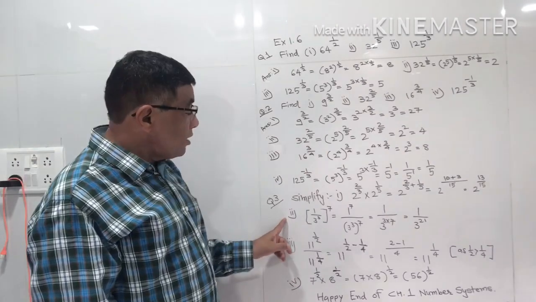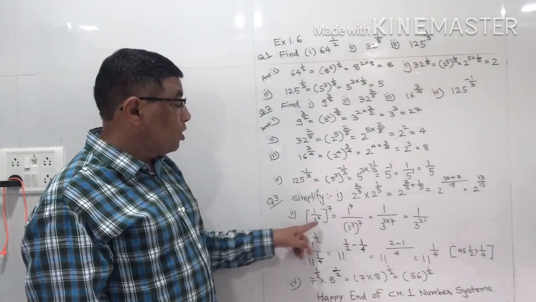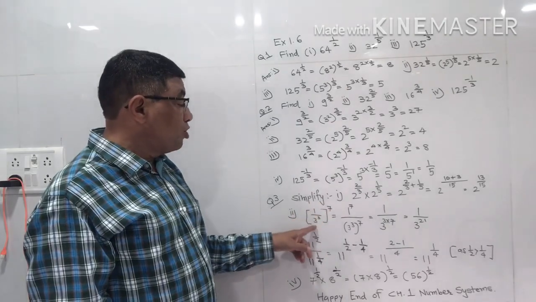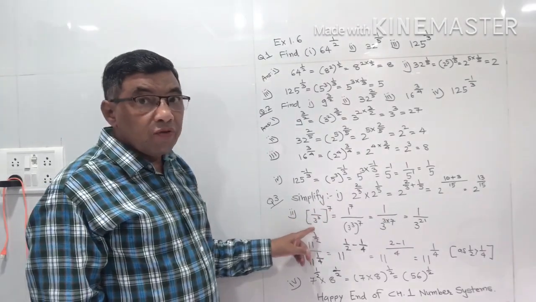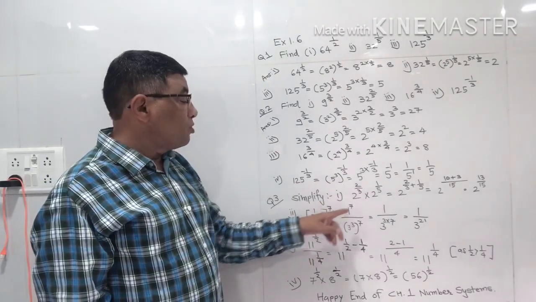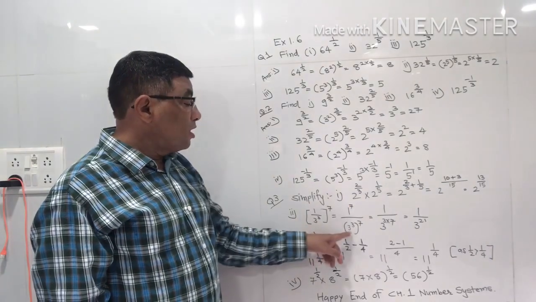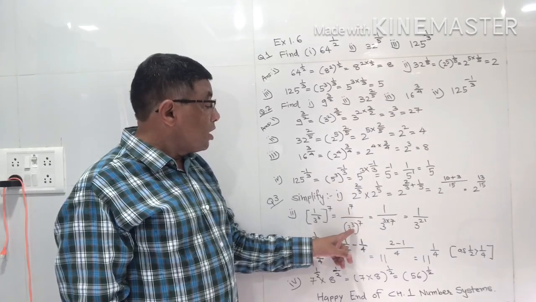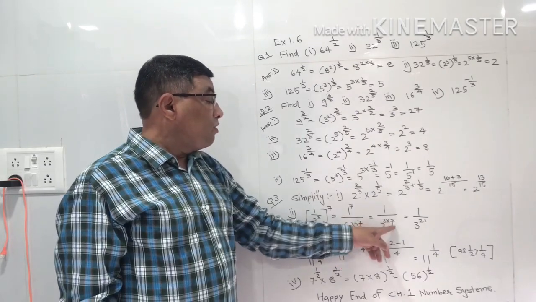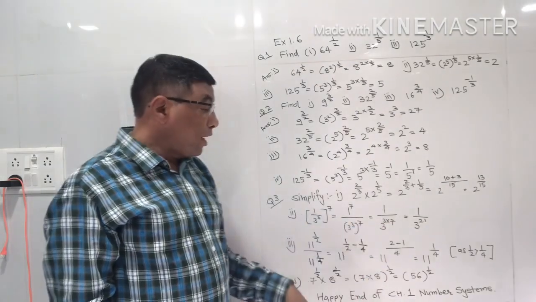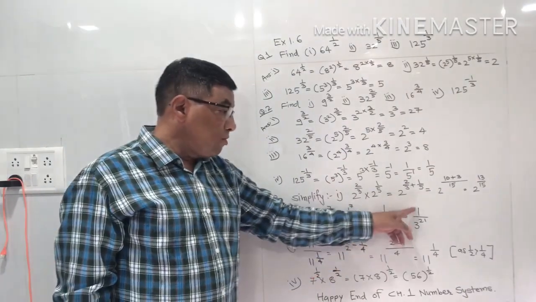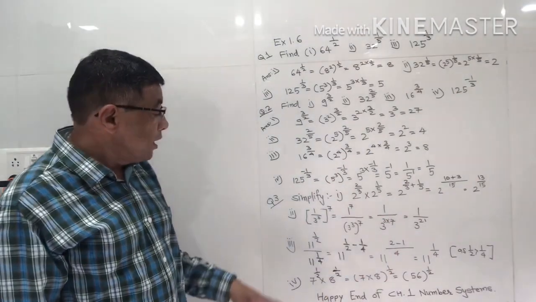The second one is 1 upon 3 raised to 3, whole raised to 7 power. So this 7 power is applicable to both numerator and denominator. So we apply it first of all: 1 raised to 7, divided by 3 raised to 3 raised to 7. So this is 3 raised to 3 into 7, which is equal to 3 raised to 21, and 1 raised to 7 is already 1. So the answer is 1 upon 3 raised to 21.